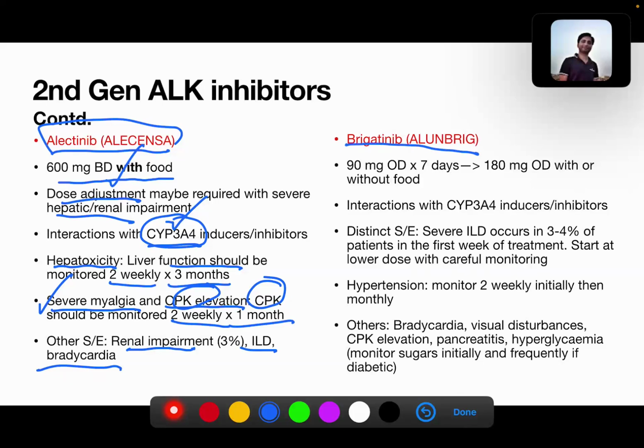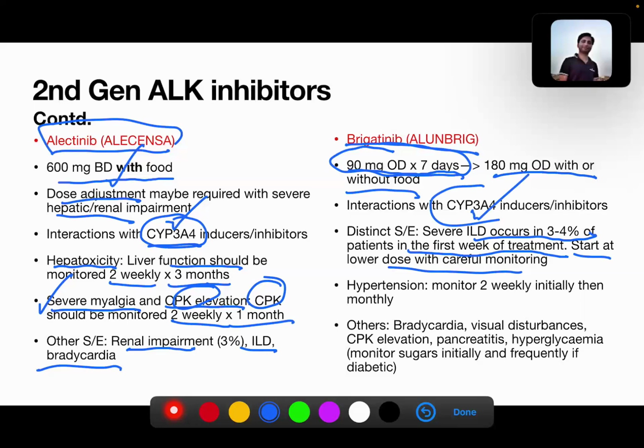Then brigatinib is the other second generation TKI. The dosing here is slightly different. You give 90 mg OD for 7 days, followed by 180 mg OD with or without food. You give a lower dose for the first 7 days because there's a high risk for ILD during the first week of treatment. Once again, CYP3A4 inducer interactions are seen. It can also cause hypertension, and along with that can also cause bradycardia, visual disturbances, CPK elevation, pancreatitis, hyperglycemia, etc. Some of these toxicities are overlapping, as you can see, and each drug has a distinct toxicity as well.